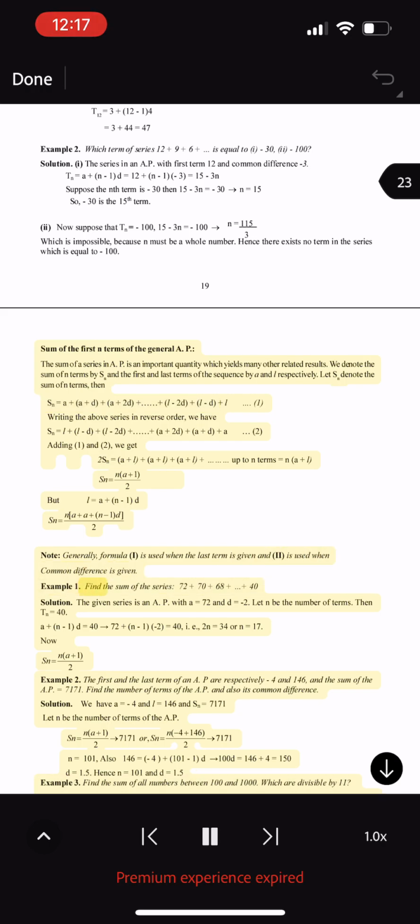Example 1. Find the sum of the series 72 plus 70 plus 68 plus and so on to 40 terms.